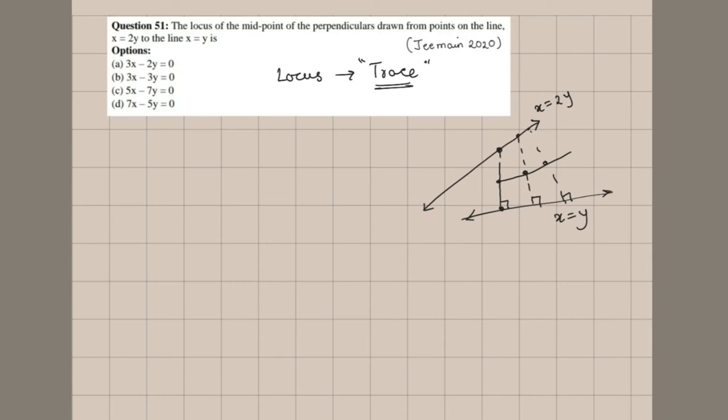Let's take a random point on x equal to 2y. Let's say this is some x dash, comma, y will be x dash by 2 because x equal to 2y. And this foot of the perpendicular will be h comma h because x equal to y. So the concept involved is the foot of the perpendicular.